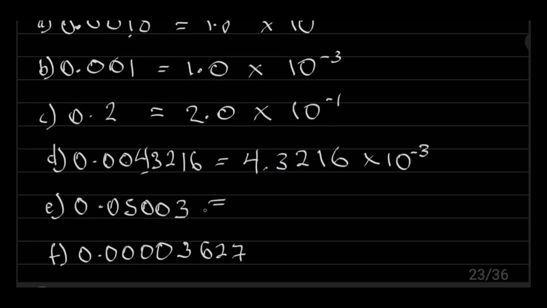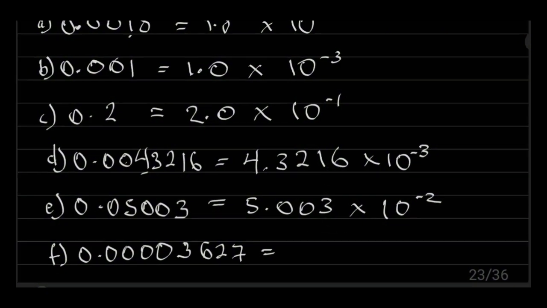With this, how many zeros have to be removed? Just 2. So we'll have 5.003 times 10 raised to the power negative 2, because we removed 2 zeros, or we moved the decimal point 2 times. Okay, so always keep in mind that the decimal point comes after the first significant figure.